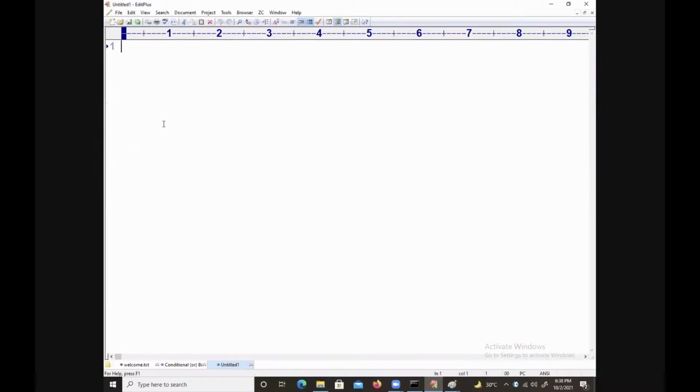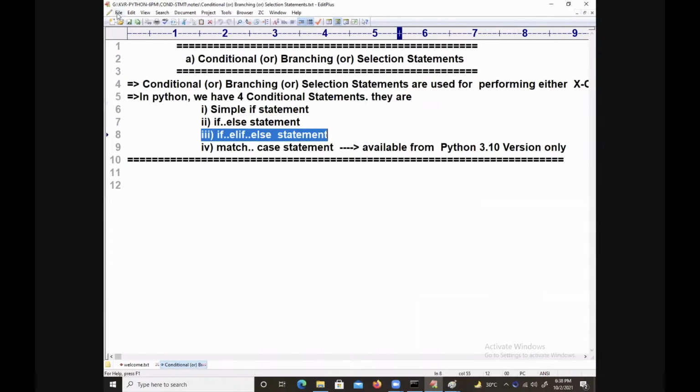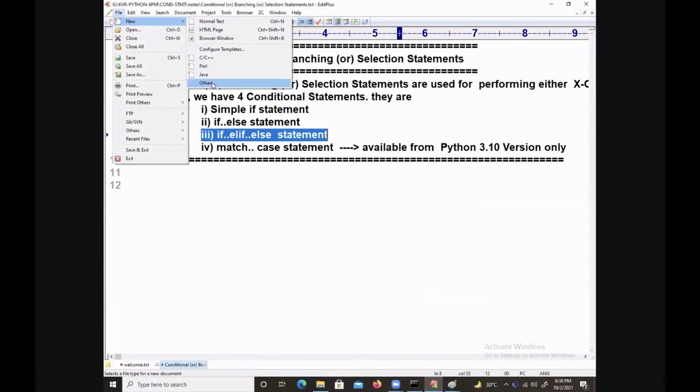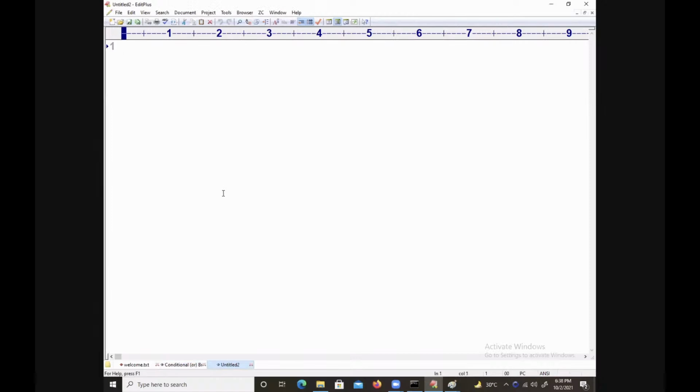So let's move to it programmatically. How can you do it? How many conditions are there? First you tell me, how many digits do you have? You have 0 to 9. 0 to 9 digits are there.